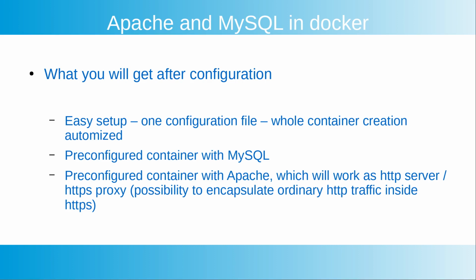So you will get the possibility to encapsulate ordinary HTTP traffic inside HTTPS, which is important for services which can't be configured for SSL, so they lack SSL and you can't do that in the native way. With this approach you are able to get it encapsulated inside SSL. So it's really convenient to use outside your LAN network without a VPN, for example.